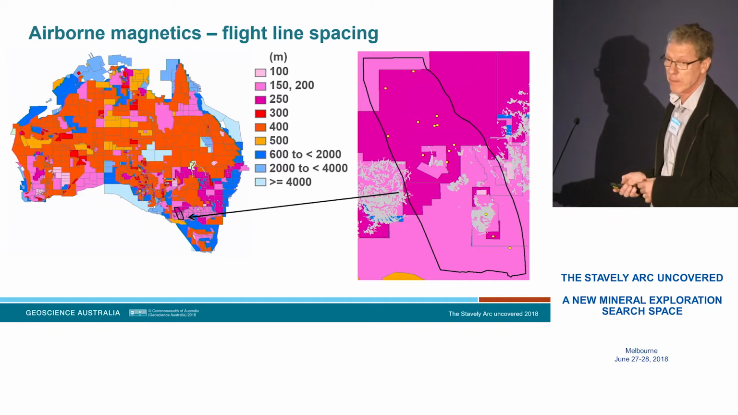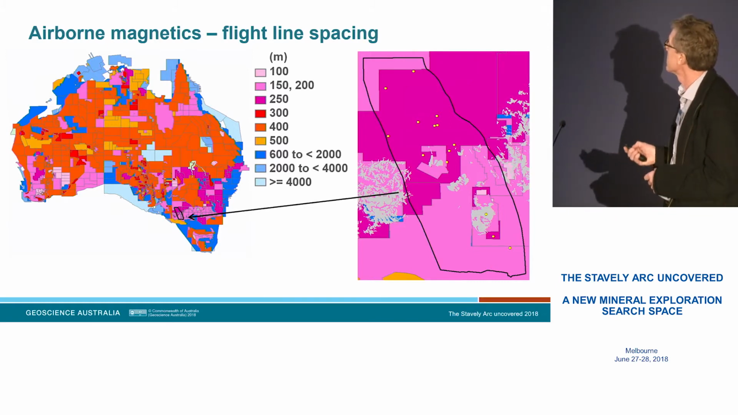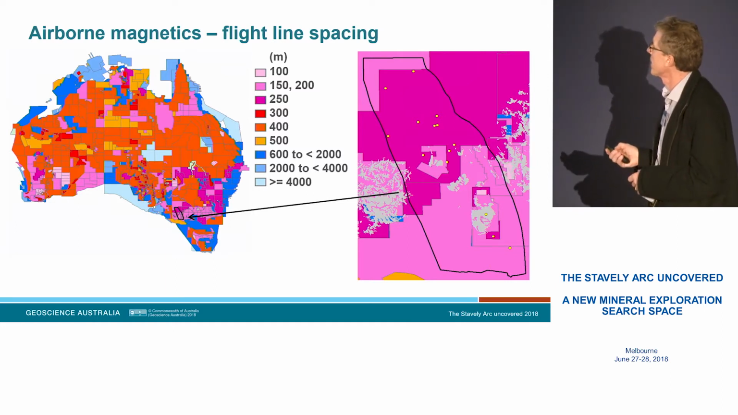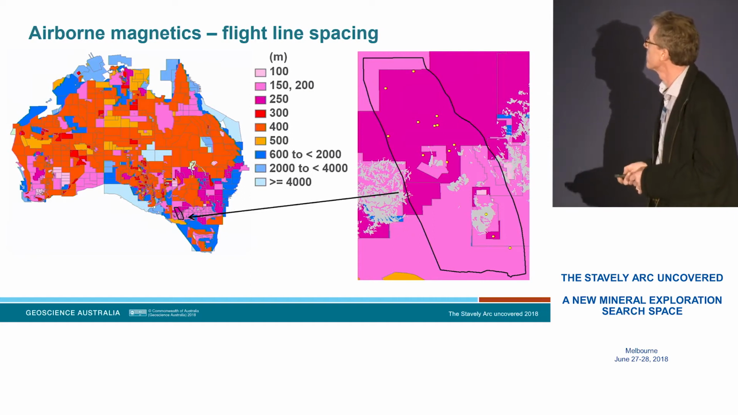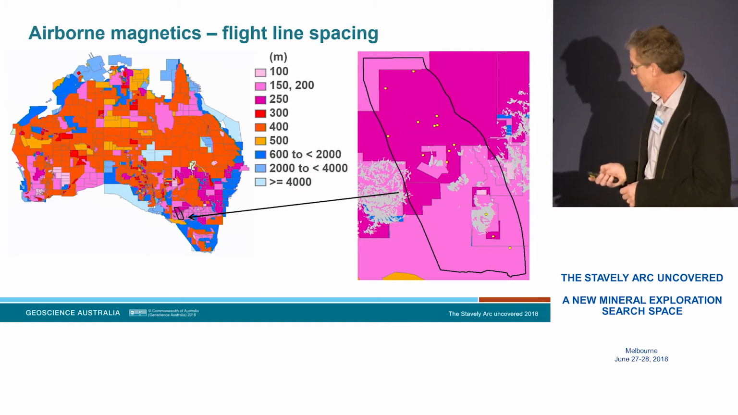So starting off with the magnetic depth estimation methods. This is an image of the flight line spacing of the airborne magnetic data, and the Stavely Project area is covered by very good 250 metre or less flight line spacing, which is just ideal for magnetic modelling methods.